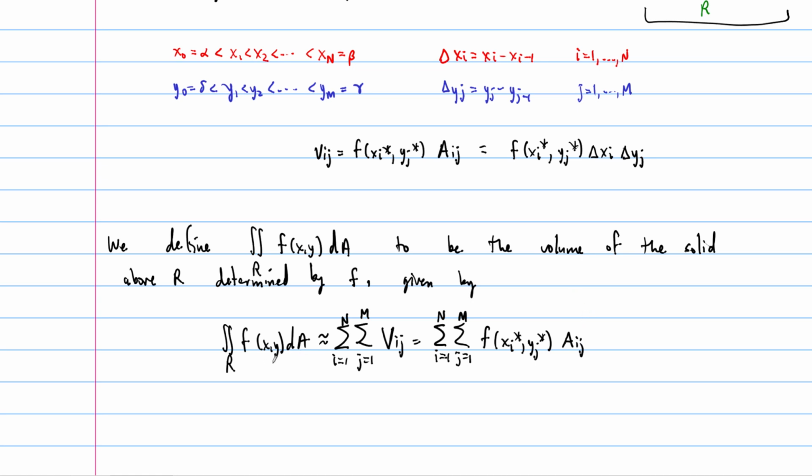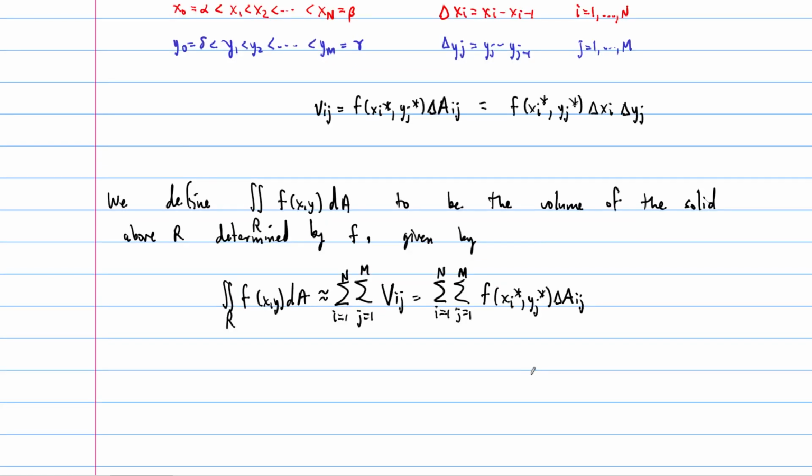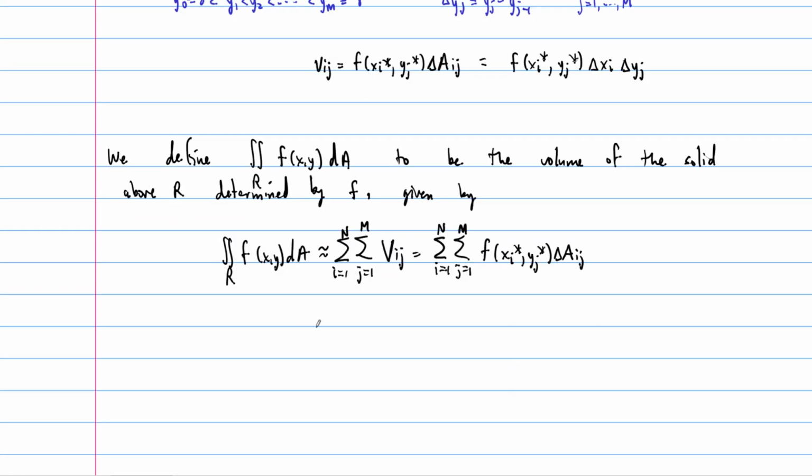And now you can see exactly how this works. You could call this delta A_ij. So now it looks like dA, delta A, looks very similar. And so the actual formula is this one. I'll put a box around this when we're done.